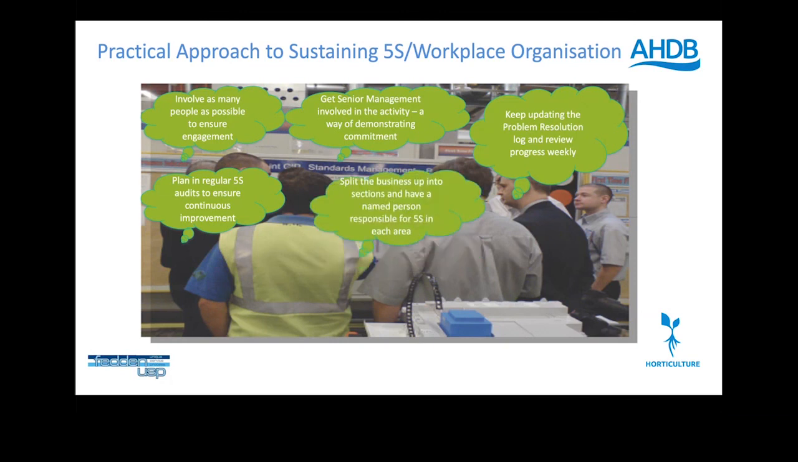I used to always do them on a monthly basis. Mention splitting the business up into sections, so you'd have one named person responsible for 5S in each individual part of the business. Make sure that the management do a monthly Gemba walk. Gemba just means the shop floor of the workplace. So walking around, looking at the visual management boards, taking an interest in what problems and what ideas have been suggested.